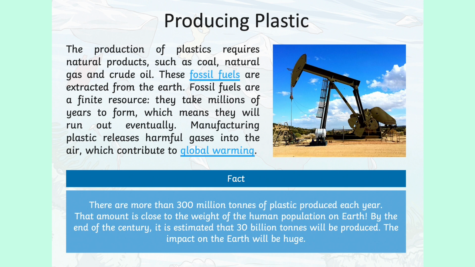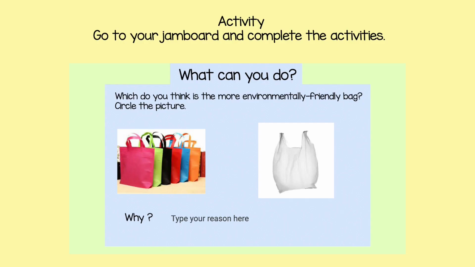Fun fact. Not really that fun though, is it? There are more than 300 million tons of plastic produced each year. That amount is close to the weight of the human population on Earth. Wow, that is a lot. So your job for this week is to go to your geography Jamboard and complete the activities. And now I'm going to show you how to complete one of the activities.